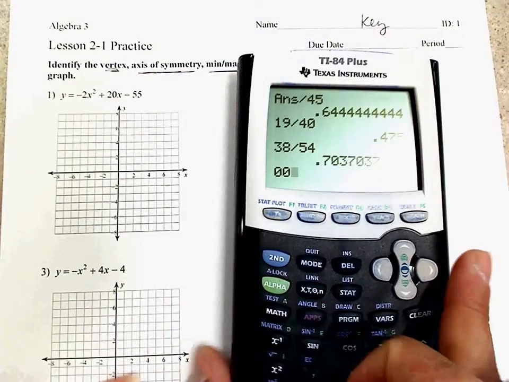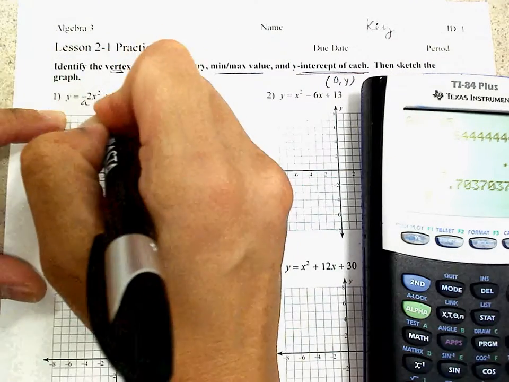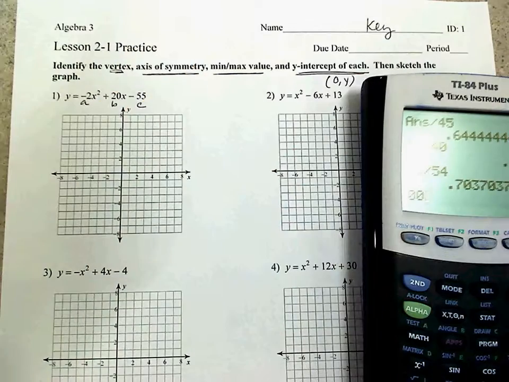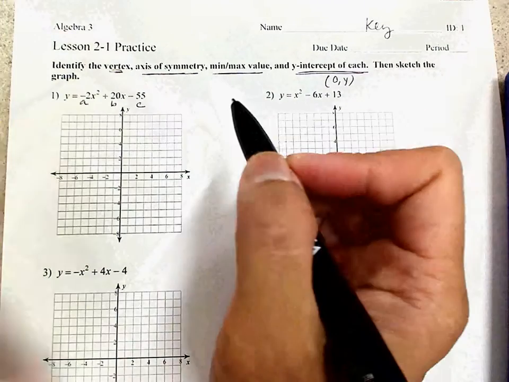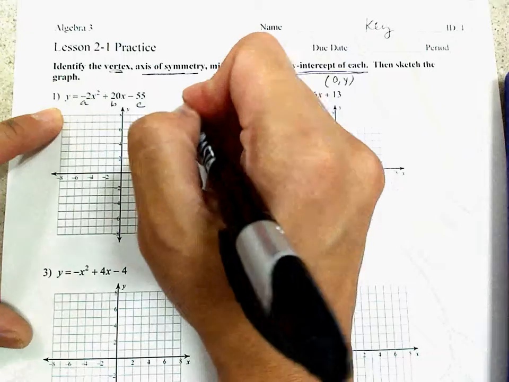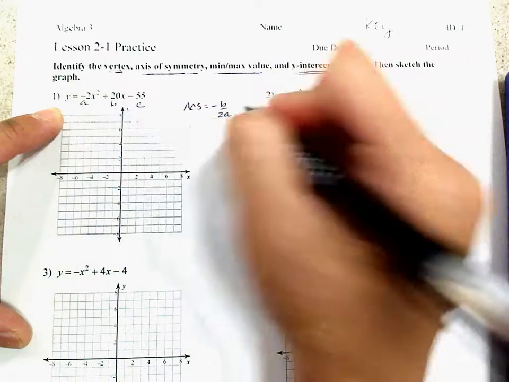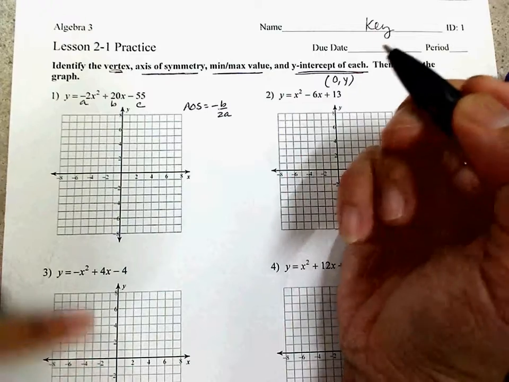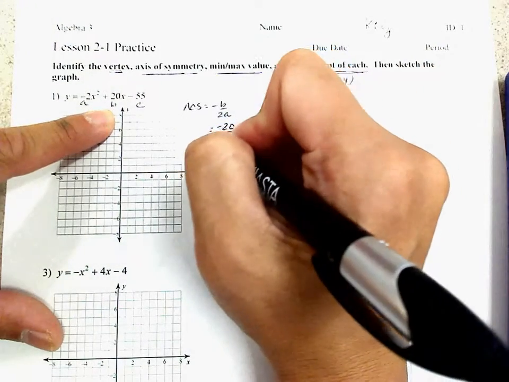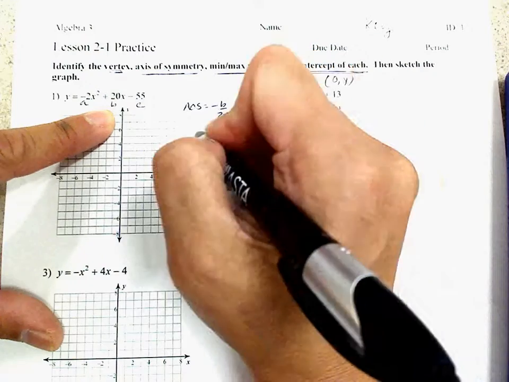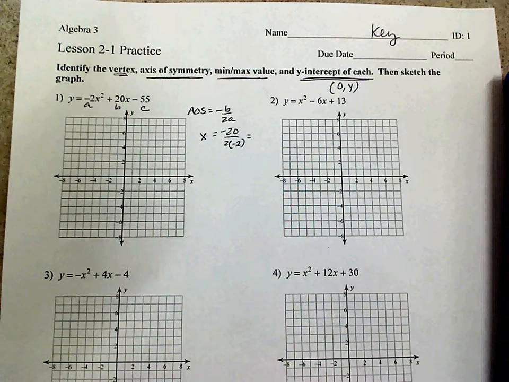All right. This tells you, here's your A, here's your B, and here's your C, so that you have A, B, and C right there. Your axis of symmetry is always going to be negative B over 2A. So you can actually plug this one into your calculator. So negative 20 over 2 times A. So your X value, that'll give you your axis of symmetry.